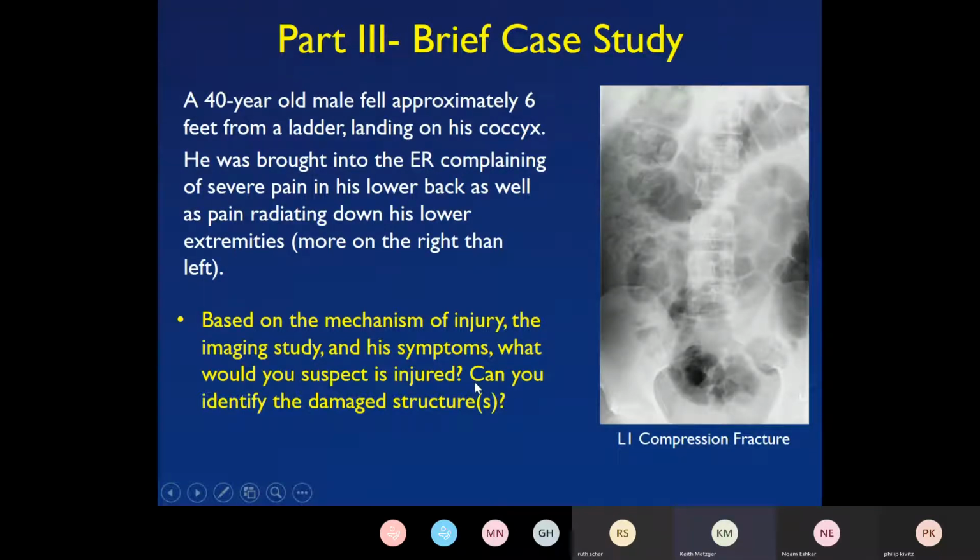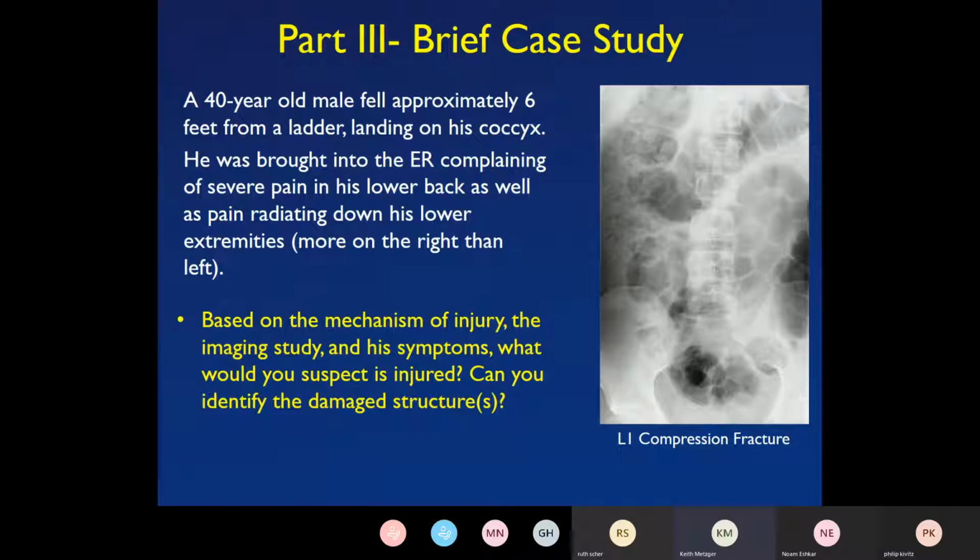Can you identify the damaged structures? Okay, so we're getting into some very basic understanding of normal versus pathologic, starting to get that pattern recognition skills going for these students. That, okay, I see all of these vertebrae that look pretty normal, and now I see one that looks a little cockeyed or something's a little strange with it.